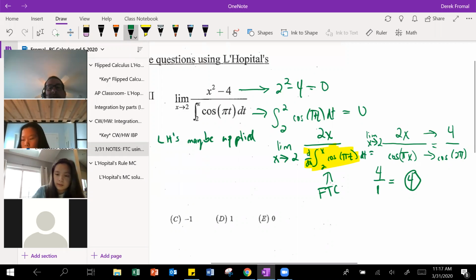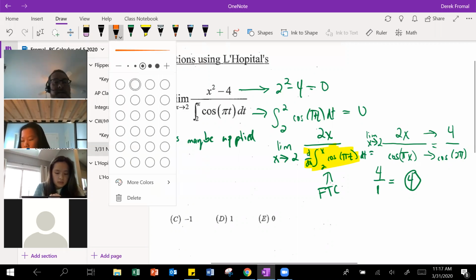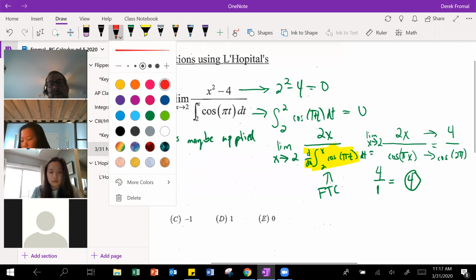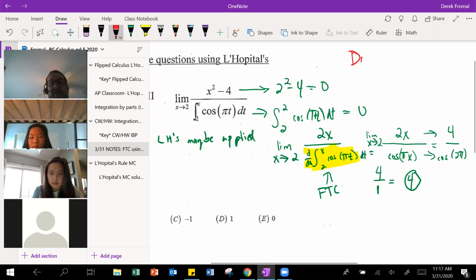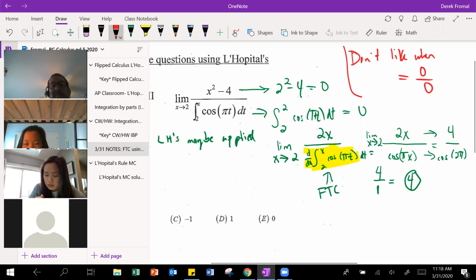So anyone have any questions on that first example? Wait, so you can't put equal signs to 0? Is that what it was again? So what they don't want you to do, and I'll try and write this in red, what I learned last year when I was grading is they don't like it when you say it's equal to 0 over 0. That's what they don't like.